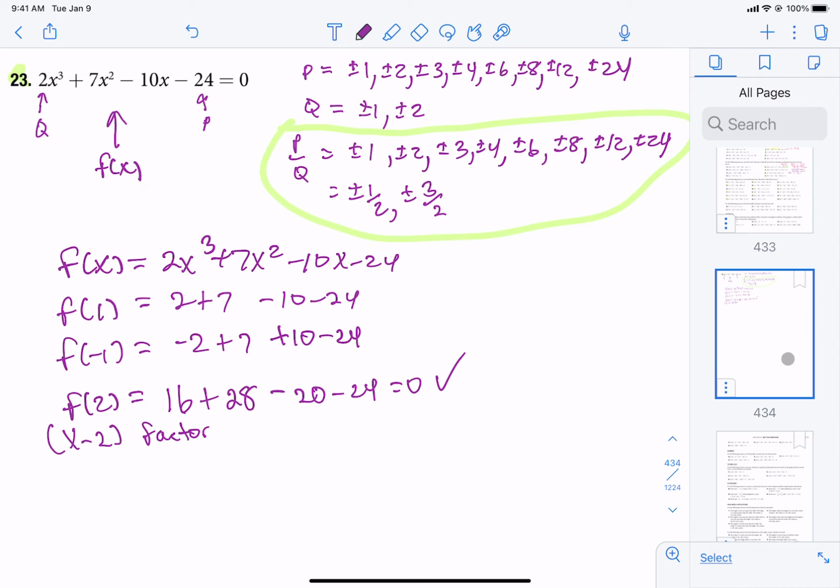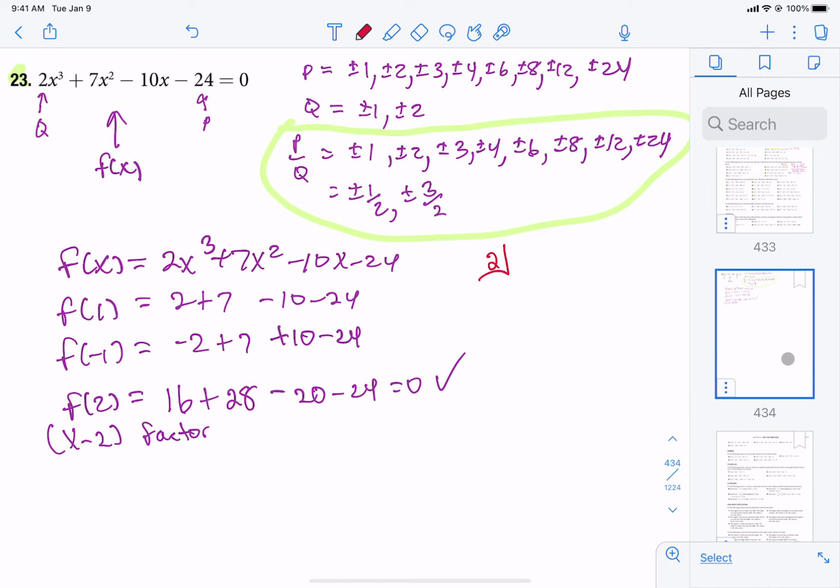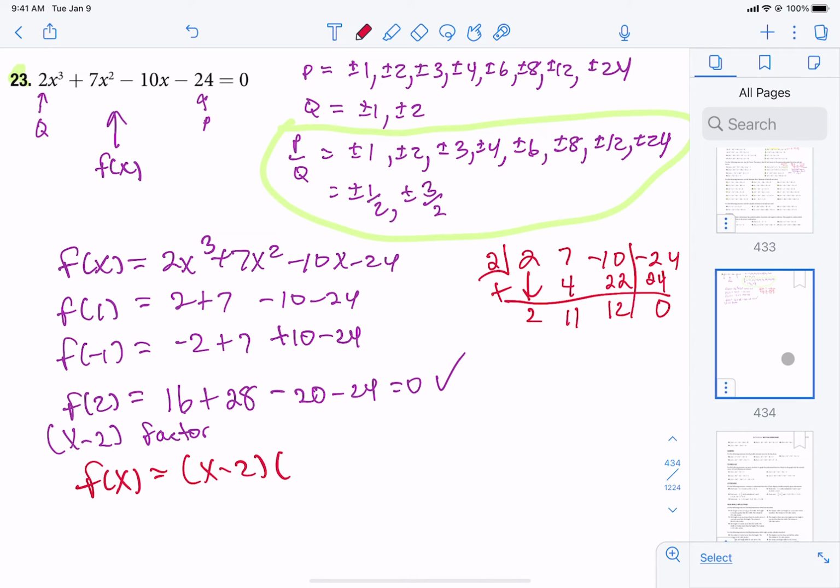So let's divide it. Now you can use long division or synthetic division, whichever division you want. I tend to go with synthetic. I'm going to put that 2, that was our 0, in the corner of our f of x, which has coefficients 2, 7, -10, -24, and I'm going to do my synthetic division. So multiply, write it down, add them up. Multiply, write it down, add them up. Multiply, write it down, add them up. We better get a 0 remainder because we found it was a 0. So what do we know about f of x so far? f of x is x minus 2, the factor that we took out, times 2x squared plus 11x plus 12.